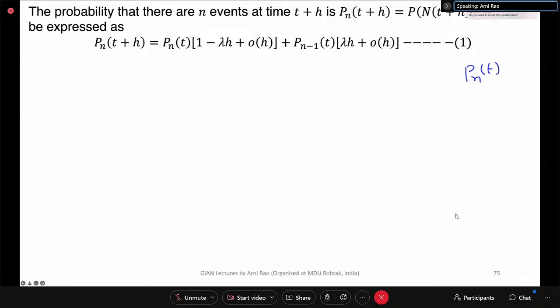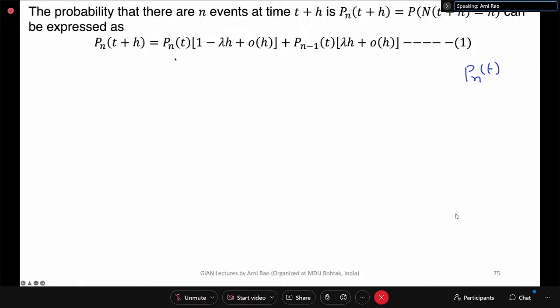Here I defined P_n(t+h) as the probability that there are n events up to time t+h. It stands for the same thing as P_n(t), which is up to time t, now extended to t+h. So P_n(t+h) is the probability that the number of events up to time t+h is equal to n, for example the number of COVID patients with hypertension equal to n by the end of the day.